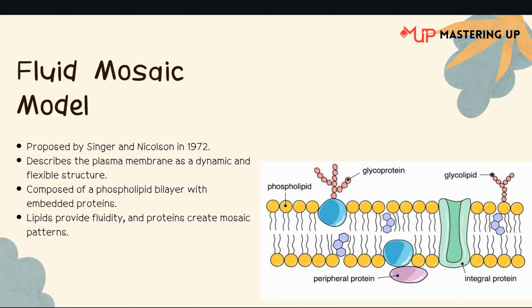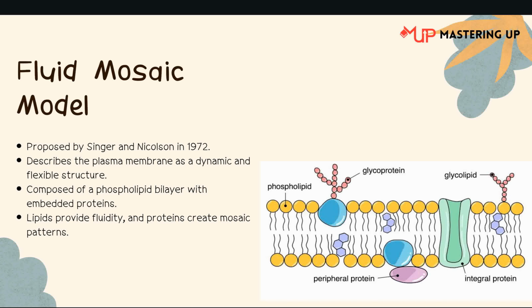Now let's see the fluid mosaic model. In 1972, Singer and Nicholson proposed the fluid mosaic model, which is still the most widely accepted model of the plasma membrane today. According to this model, the membrane is not a static structure. Instead, it's flexible and fluid, like a sea of lipids in which proteins are scattered, forming a mosaic.